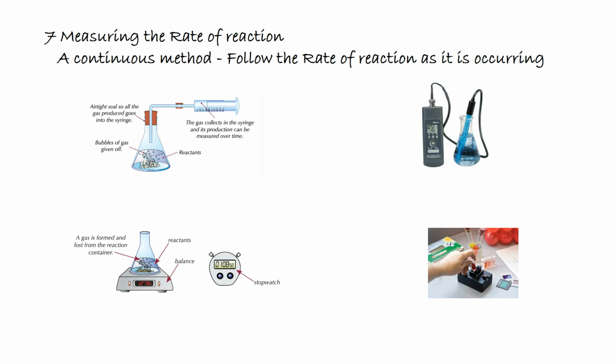First up then, we're going to look at measuring the rates of reaction, number 7, a continuous method, and follow the rate of reaction basically as it's occurring. And there are 4 main ways that we can measure the rate of reaction. We can do it here by looking at our gas volumes that we've seen before, where we measure the volume of gas as the reaction proceeds.